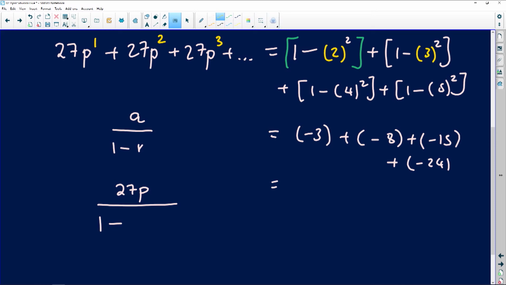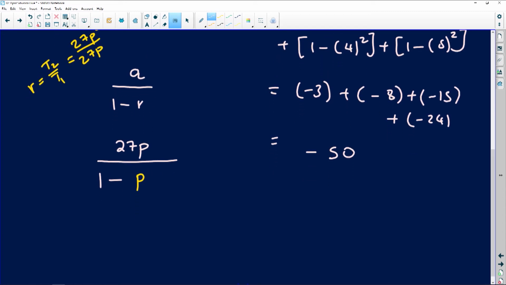You get the ratio when you take term 2 divided by term 1. So let's try and work out that r. We know for a fact that r is always T2 divided by T1, which in this case is going to be 27p squared divided by 27p. When I take term 2 and divide it by term 1, the answer will just become p. So my ratio is going to be p. On the right-hand side, if you add all those terms, minus 3 plus minus 8 plus minus 15 plus minus 24, it is just going to give you negative 50, right?